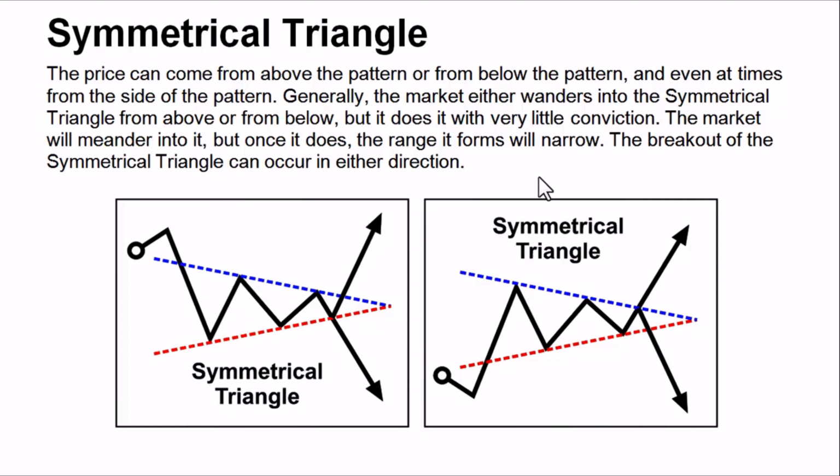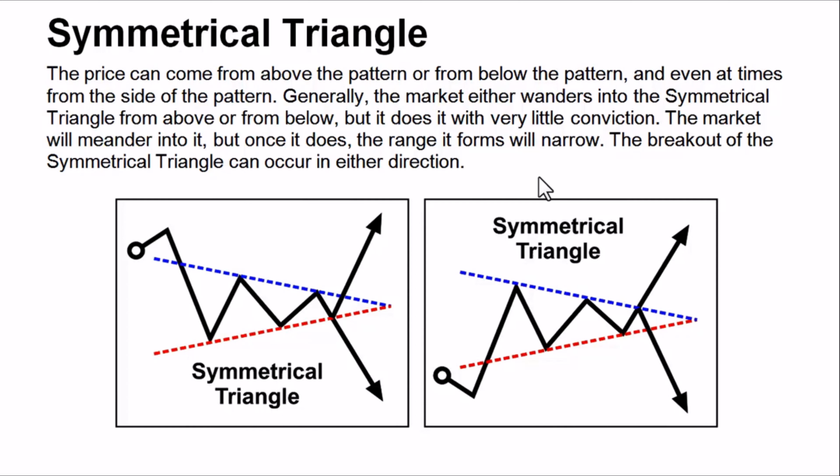So, when you talk about a symmetrical triangular pattern, the price can come from above the pattern or below the pattern, or even at times from the sideways of the pattern. Generally speaking, the market either wanders into a symmetrical triangular formation from above, when the market is dropping downward, or from below when the market is going bullish. That is, from a resistance area coming downward, or from a support area going upward.